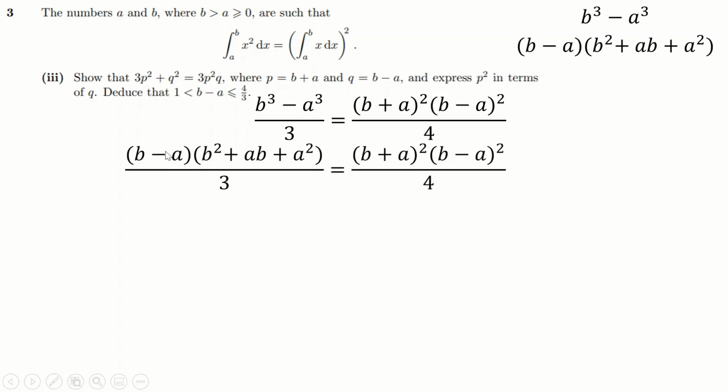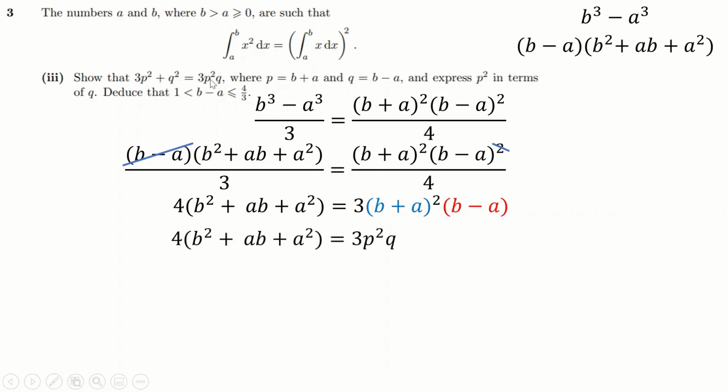And now, just like a few minutes ago, I'm going to cancel that thing with that thing. And that leaves me with this. I'm going to cross multiply. And I think that's all I've done there. So I've cancelled those two and cross multiplied. I've highlighted these two because notice now, P is B plus A, so this is P. And Q is B minus A, so that's Q. So the power of factorization, guys, I've immediately got to my answer. Well, I mean, I haven't, but this side is the answer. This is 3P squared Q, which is exactly what I needed that side to be, which is cool.